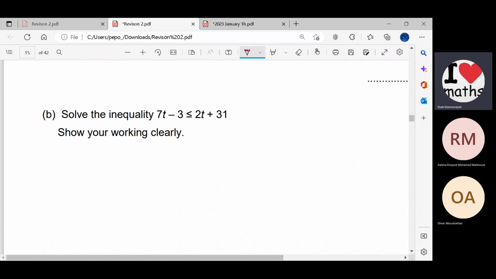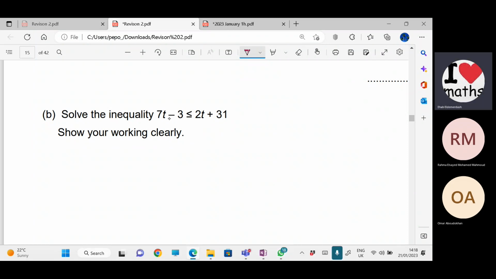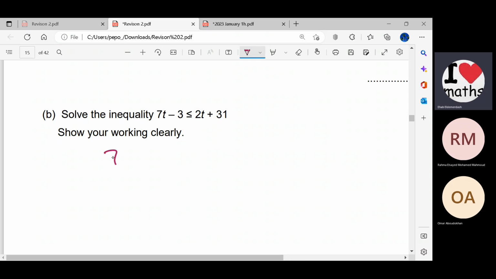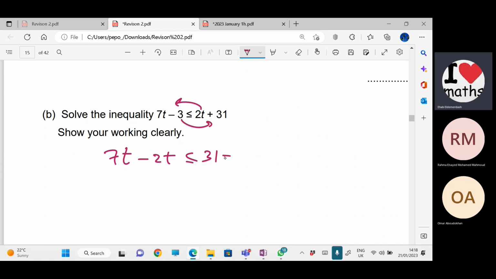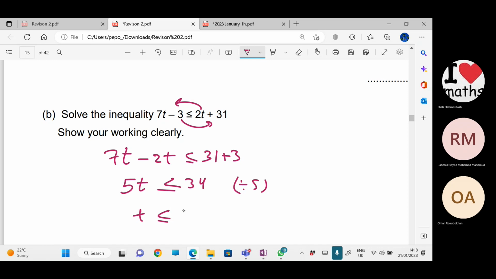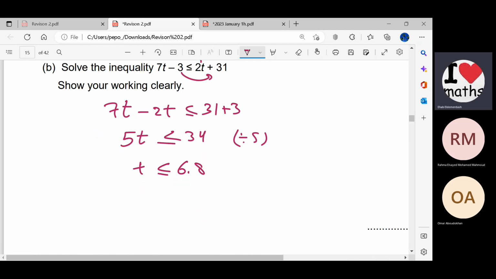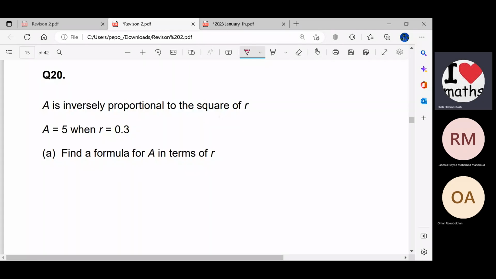In this inequality, what should I do? It will be the same as the equation: 7t minus 3 and on the other side 2t plus 32. So I will put 7t minus 2t smaller than or equal to, collecting this together, 31 plus 3. So 5t is smaller than 34. I'll divide by 5, so t is 6.8. Okay, we get the value of t.